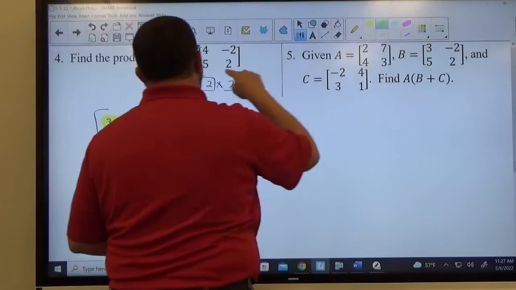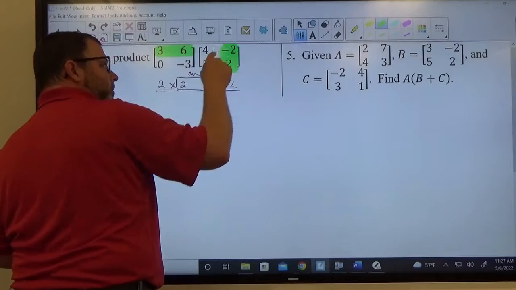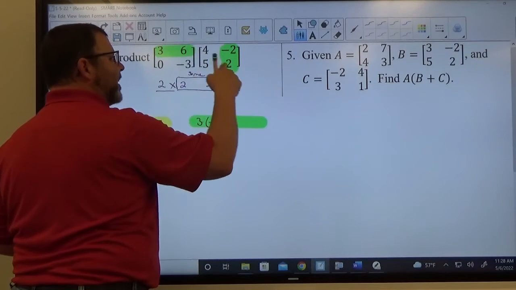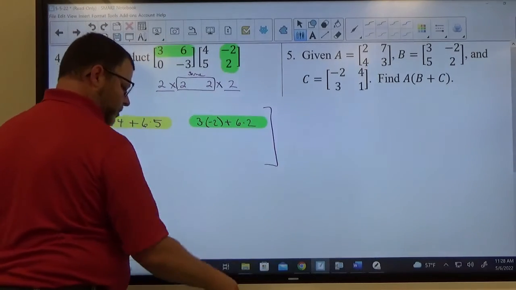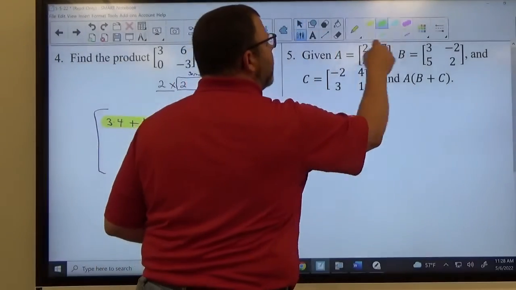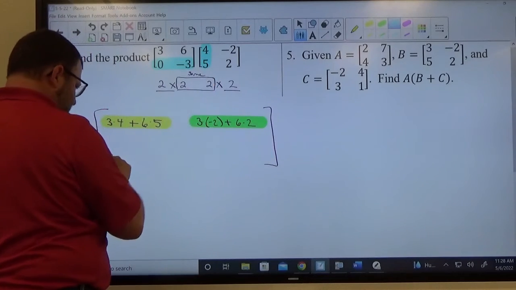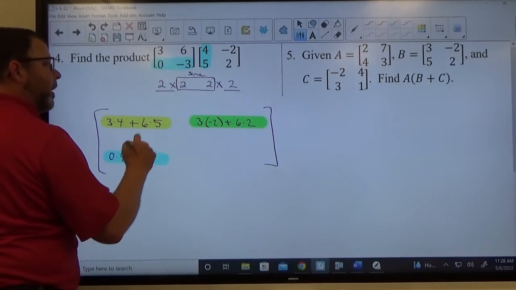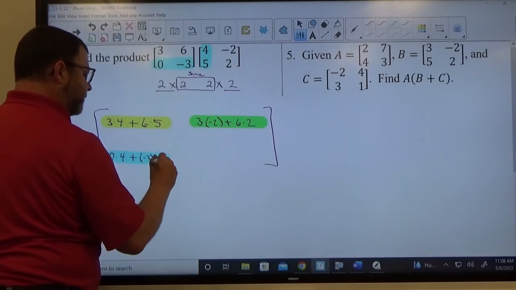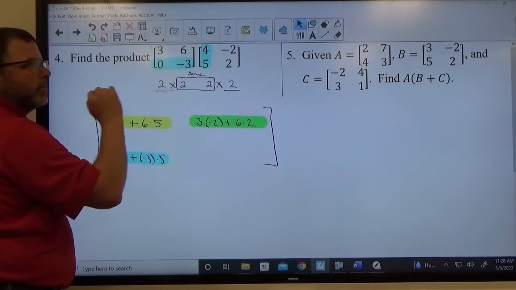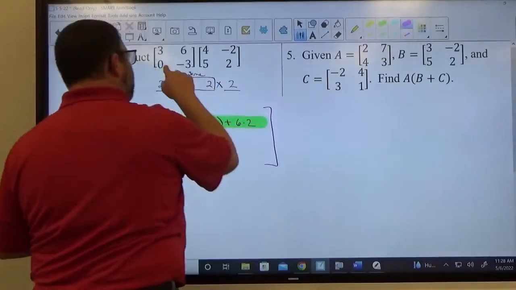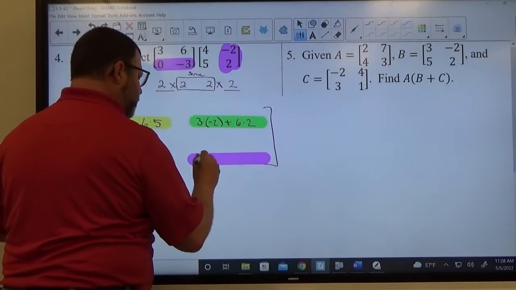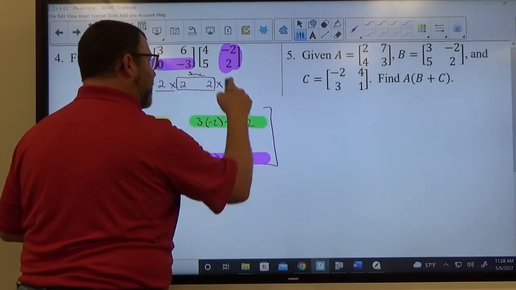Then I'm going to multiply the same row times the next column to get this answer. So I've got first times first, that's 3 times -2, plus second times second, that's 6 times 2. Then I multiply the second row times the first column to get this second row, first column answer. I'm going to take the first number 0 times the first number 4 plus the second number -3 times the second number 5. First times first plus second times second. And finally, to get the last one, I'm going to multiply the second row times the second column to get the second row, second column answer. First 0 times first -2 plus second -3 times second +2.